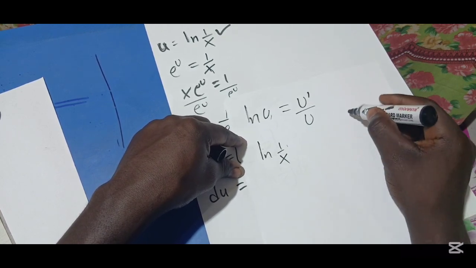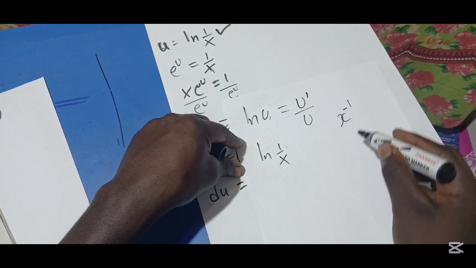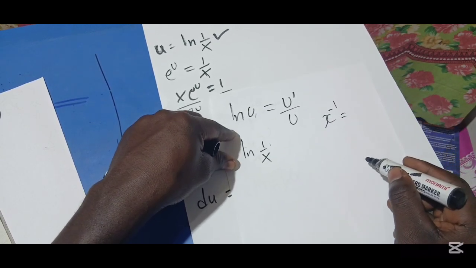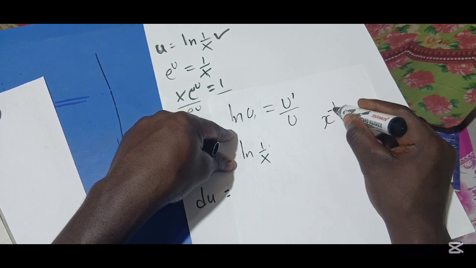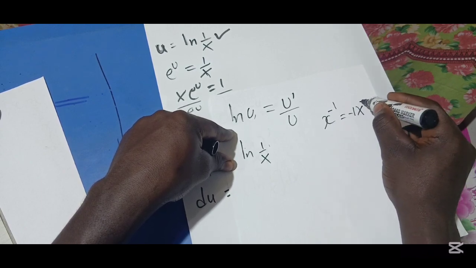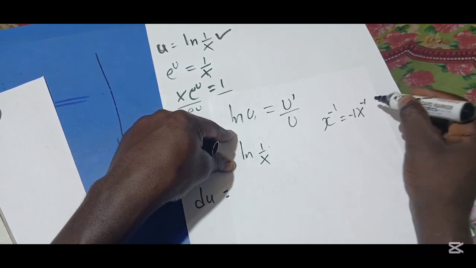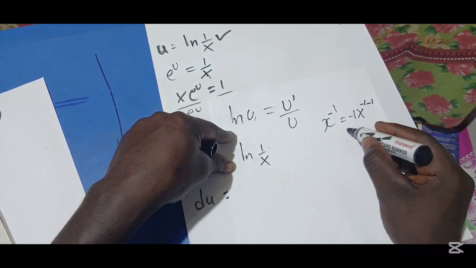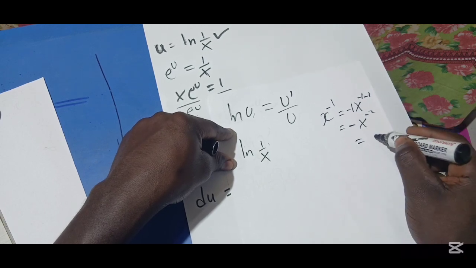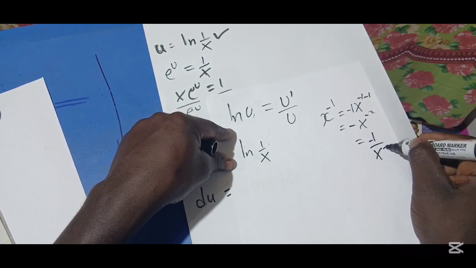And 1 on x can also be represented as x to the power negative 1. So to find the derivative of this, we multiply everything by the power, so minus 1, then x to the power minus 1, and the power will decrease by 1 again, minus 1. So this is going to give us minus x to the power negative 2, which is the same as minus 1 on x to the power 2.